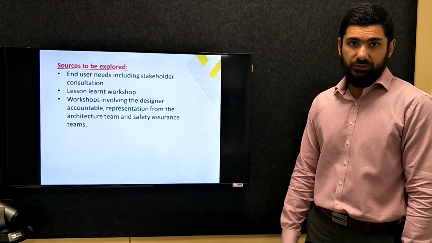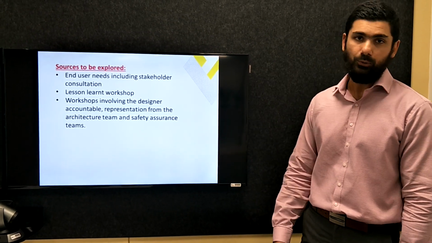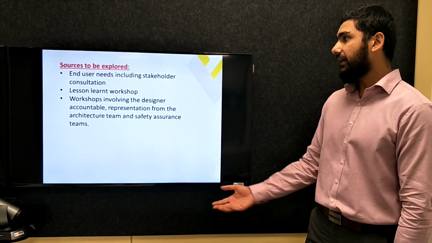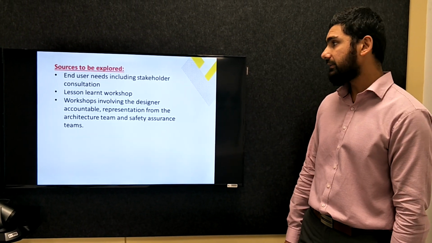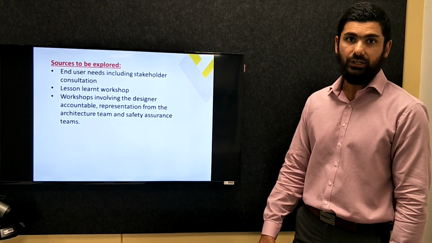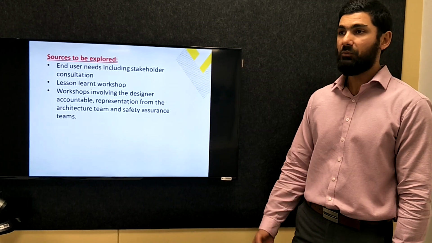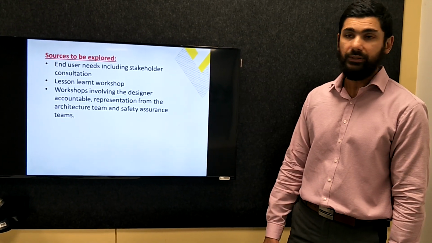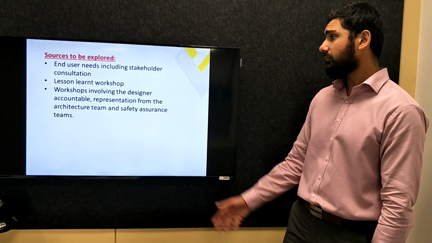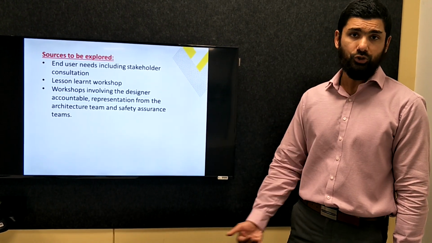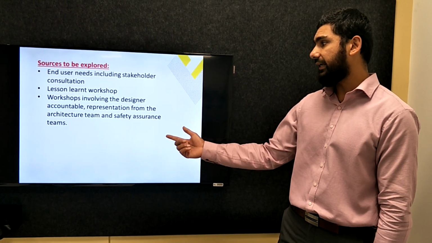Now, coming back to the human factor integration approach, how are the sources to be explored? So the first thing is that the human factor needs to include the end users and key stakeholders through stakeholder consultations. Now, this might include online forms, surveys, going and meeting them one-to-one, community engagements, etc. Then a lessons learned workshop needs to happen, which should involve designers, architects, all the representation from architecture team and safety assurance teams.